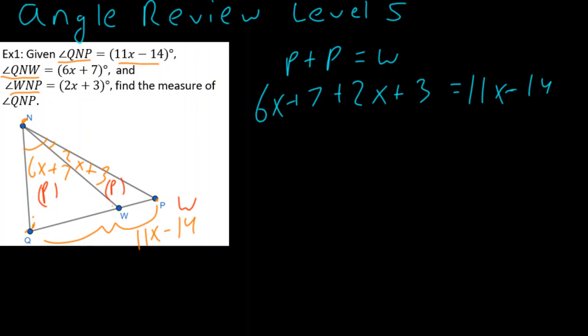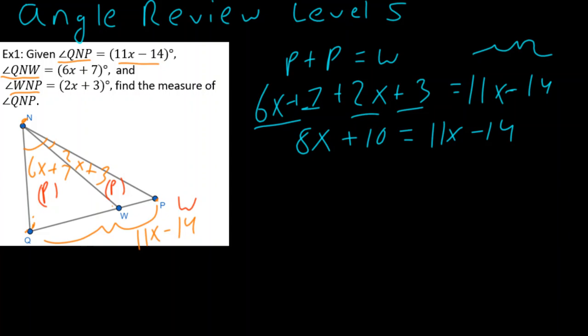And so, as we begin to work through this, let's look here on the left side. We can simplify by combining our like terms. 6x plus 2x is 8x, and of course plus 7 plus 3 is going to be plus 10, and this equals 11x minus 14. Now, this is just trickier because instead of being given an angle here, we're given another expression, so we just have one step added to it.